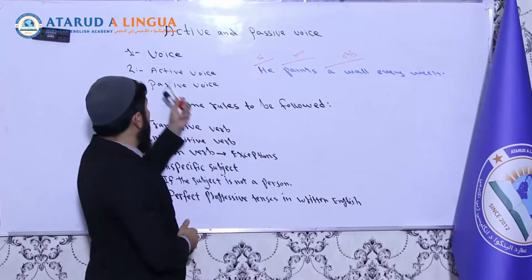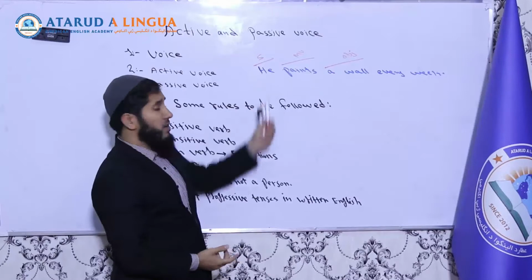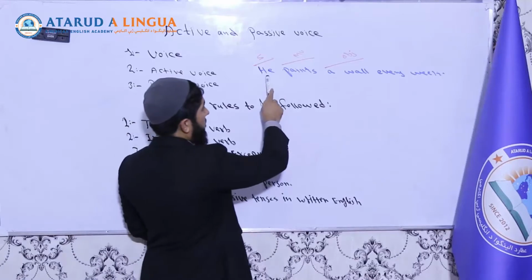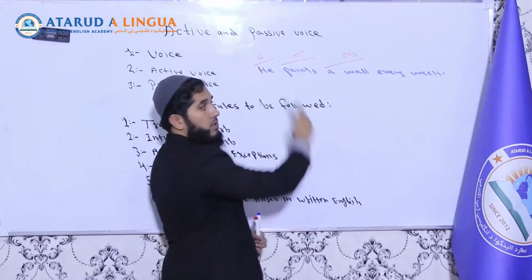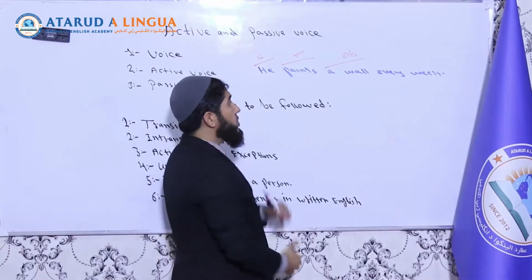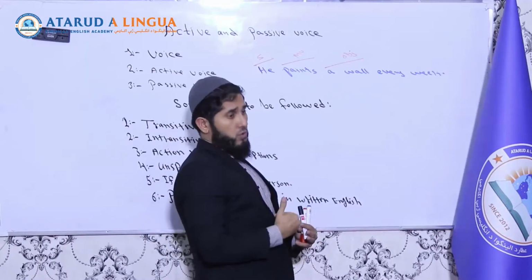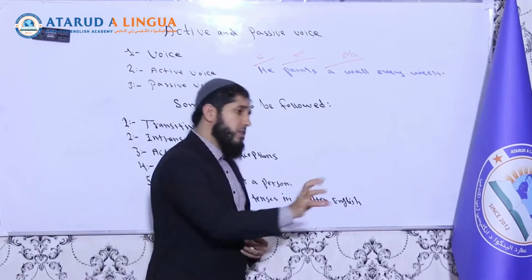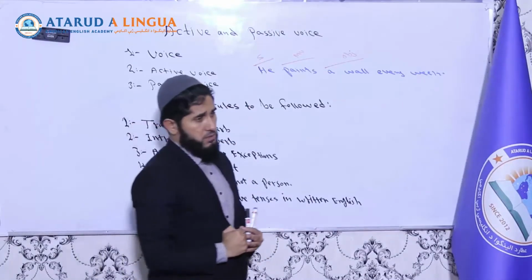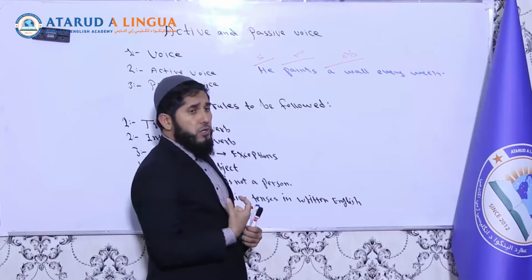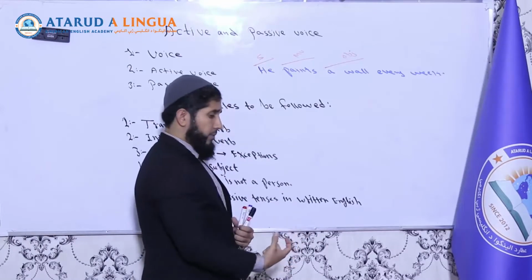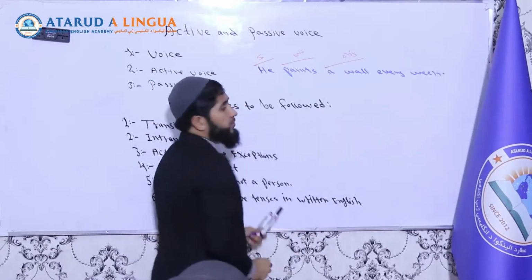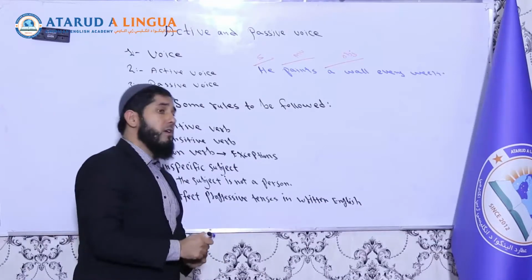The reason we say it is active voice is because the subject of our sentence is the doer of this action. Subject is the doer of this action and object is the receiver of this action. When we change this sentence into passive voice, the subject becomes the receiver of the action and not the doer. The object of the active sentence becomes the subject of your passive sentence.